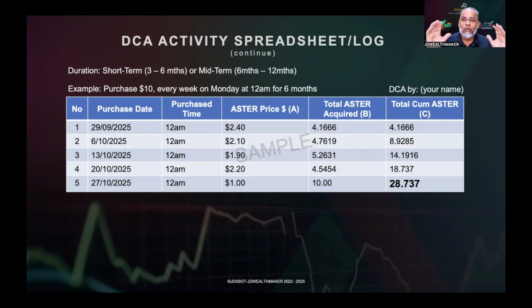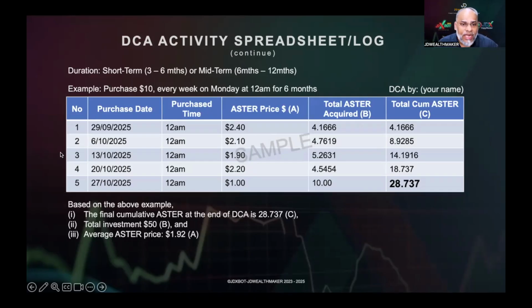Now, please understand, we are not concerned about USDT here. The goal is for you to acquire as much ASTER as possible. But you are not going to acquire it in one shot. You are doing a DCA, so you follow the DCA. Can you see that? That is basically the idea. Based on the above example, the final cumulative of ASTER at the end of the DCA will be 28.